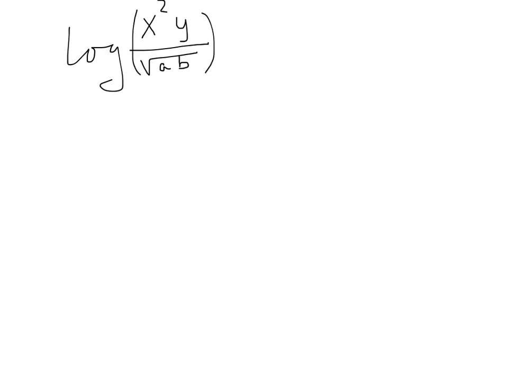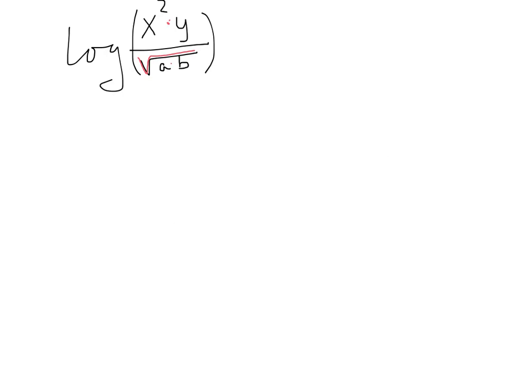Let's just do one more. If I take the log of, let's see, I'm going to do x squared y divided by the square root of ab. So when I take this expansion, I have several things going on here. I have two terms in my numerator that are multiplied together. One has a power. In my denominator, I have a single square root, but in that square root, there's a product. So let's break it down one piece at a time.